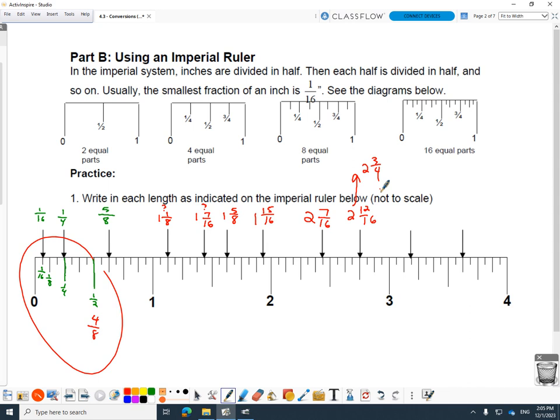And if you've got a good ruler, you can tell if it's going to reduce because it's got the bigger lines on the ones that reduce. Yours doesn't have all of those. But who wants to take a shot at this one? 3 and what? How many lines? No, how many lines over 3? Yeah, 3 and 3 sixteenths.